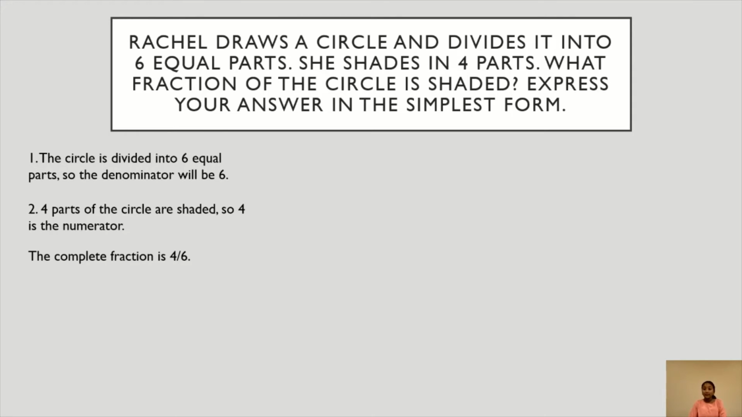So once you figure out the GCF, you need to divide both the numerator and the denominator by that GCF, in this case, which is 2. So 4 is the numerator, and 4 divided by 2 equals 2. And 6 is the denominator, and 6 divided by 2 equals 3.